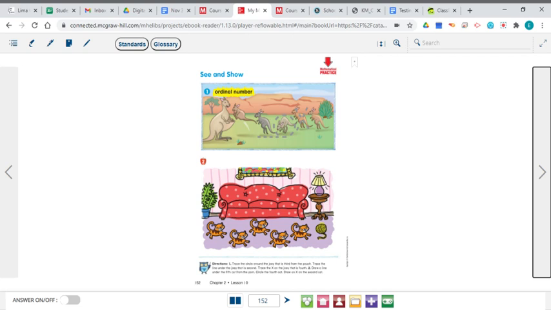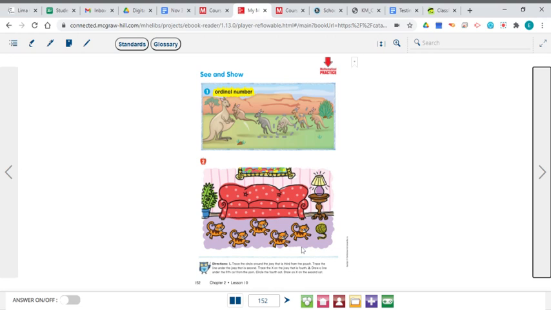Trace a line under the joey that is second. So here's the joey that's first, and a joey's a baby kangaroo. So we have first, and then he would be second. So we would trace that line under the one that is second. The next direction says put an X on the joey that is fourth. So we've got first, second, third, he would be fourth, so we would trace that X.